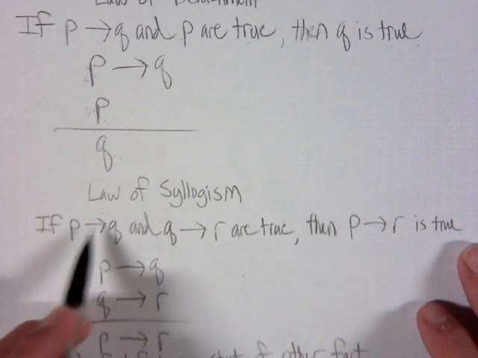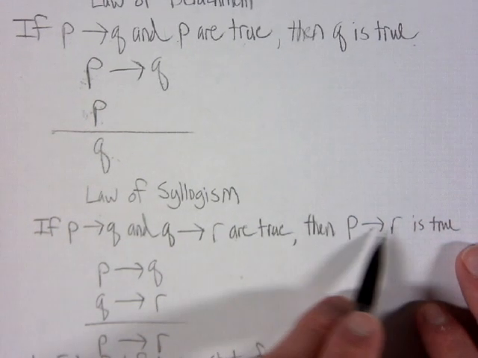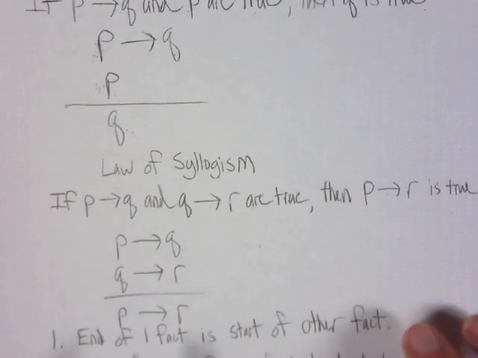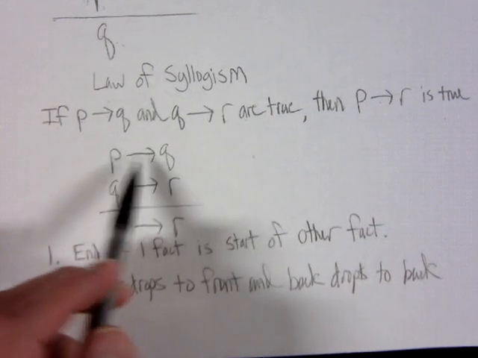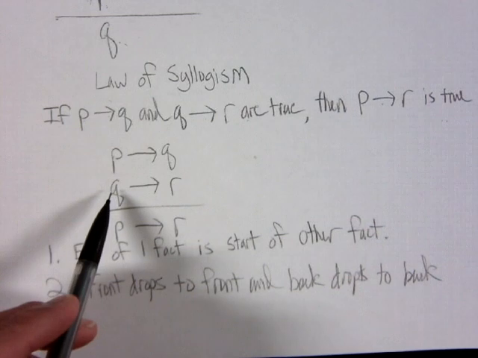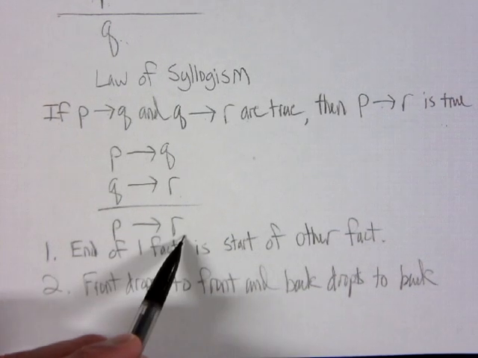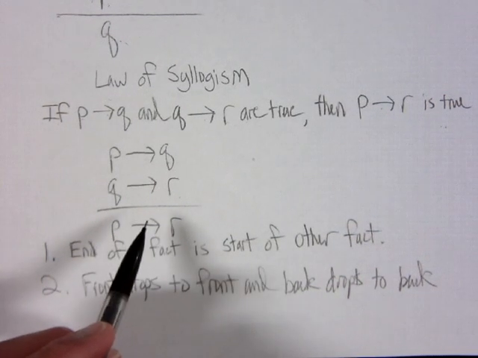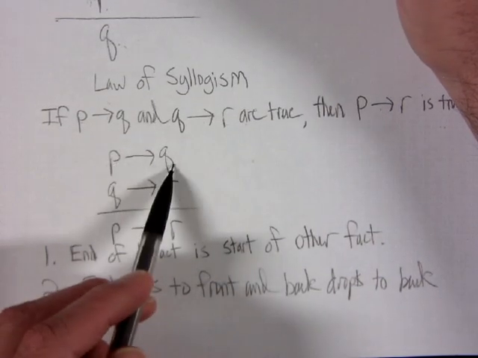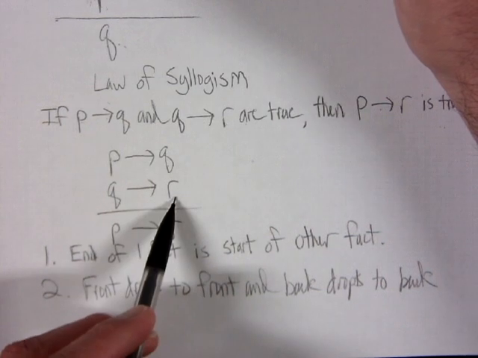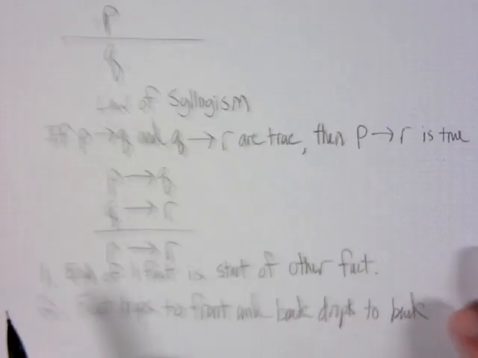All right, so law of syllogism has a little bit different pattern to it. It says, if P implies Q and Q implies R are true, then P implies R is true. Okay? So in other words, if you have this form, if P then Q is true, and if Q then R is true, then you can conclude that if P then R is true. So it's almost like a chain reaction. So if P then Q, P causes Q, and then Q causes R to be true, so then you can conclude that P causes R to be true. All right, so it's like a chain reaction, like I said.